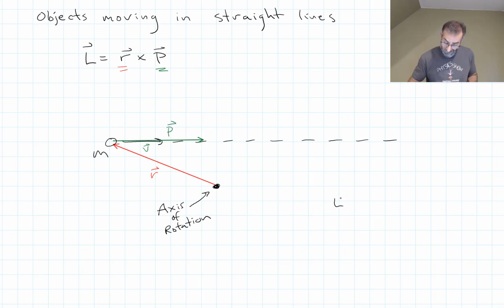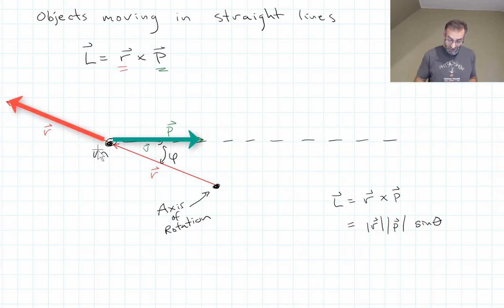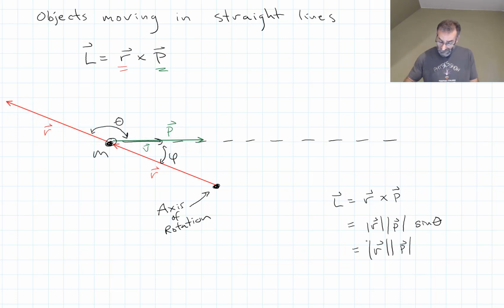R cross P is the magnitude of R times the magnitude of P times the sine of the angle you get when you put their tails together. So if this angle right here is phi, and I put their tails together, I'm going to move R. So now I've moved R up so that the tail of R and the tail of P are at the same place. So this angle is the angle I'm interested in, theta. And the sine of theta happens to be the same as the sine of 180 minus theta. And 180 minus theta is this angle right here.